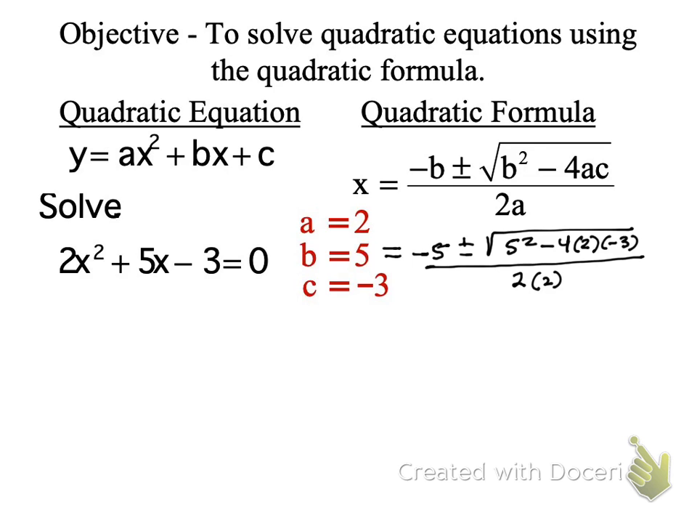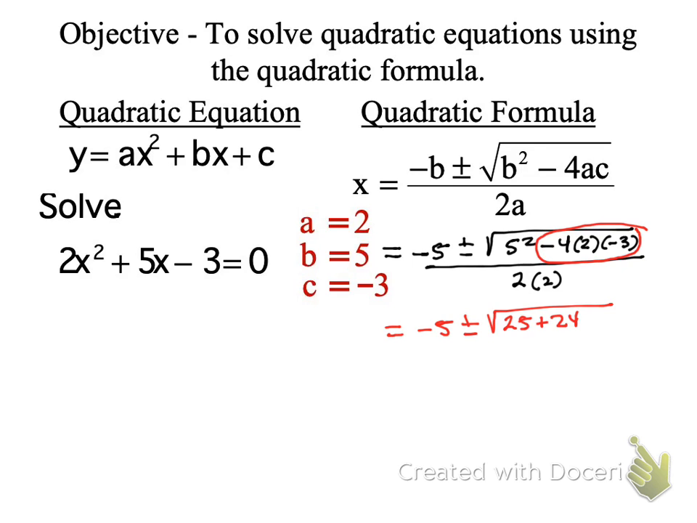All right, so my order of operations says I'm doing negative 5 plus or minus under the radical. 5 squared is what? 25. Now notice we have 3 numbers here with 2 negatives that have to be multiplied together: negative 4 times 2 times negative 3. Order doesn't matter. So negative 4 times 2 is negative 8, times negative 3 is plus 24.